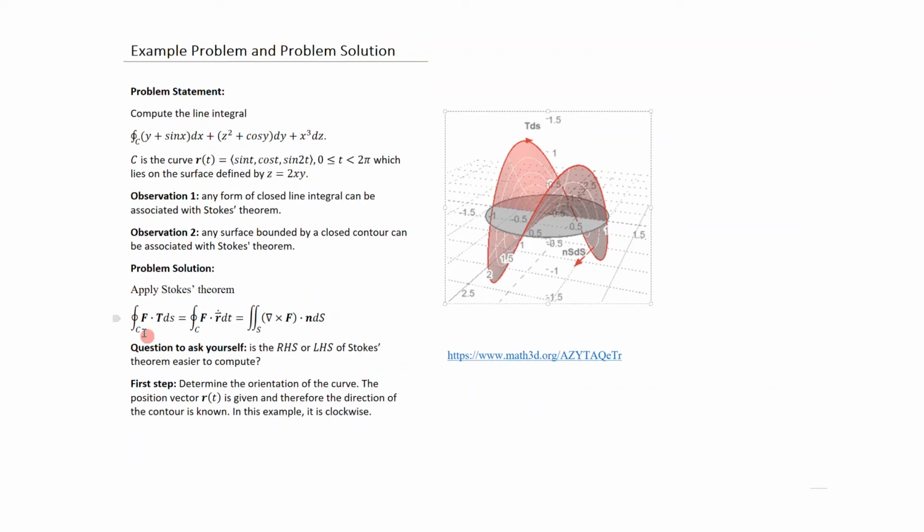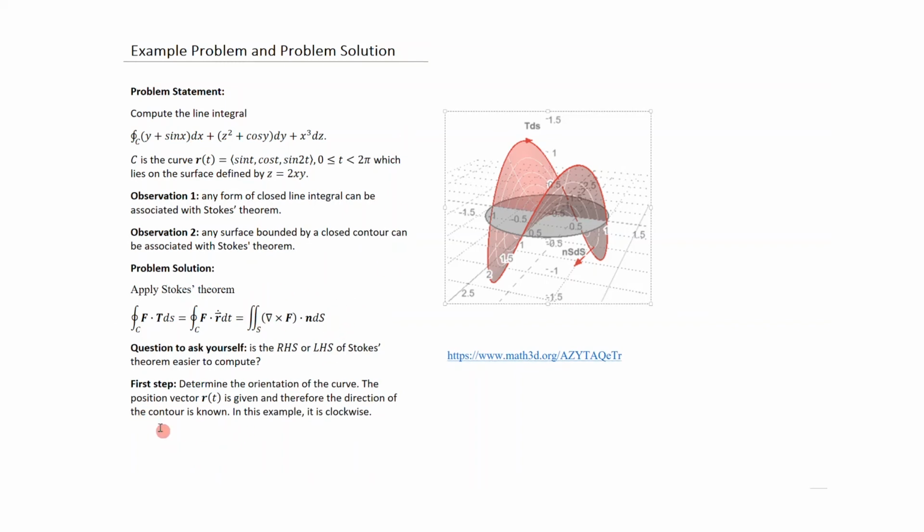So we're going to apply Stokes' theorem, which is in this form. This is basically the line integral on the left-hand side, and this is the surface integral on the right-hand side. The question you might ask for this particular problem is, is it easier to compute the right-hand side or left-hand side of Stokes' theorem? Which is easier? This basically is a line integral form, so you can write its equivalent also in terms of a surface integral if you wish.